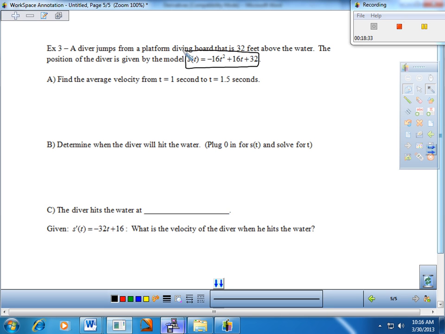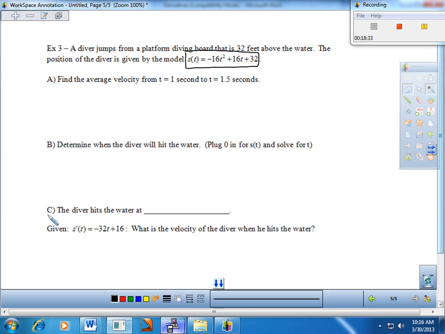So part A would be average rate of change because we're talking about between 2 moments in time. So from 1 second to 1.5 seconds, on average, how fast is the diver going? So average velocity. And so we're going to go ahead and do that. Then we'll transition into what we would call the instantaneous velocity, the instantaneous rate of change. So it's good. I like this one. We get to see kind of both parts in action.